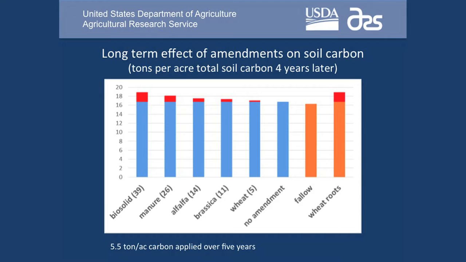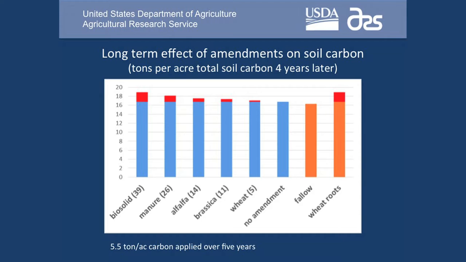Very effective. So here we put on a total of about 5.5 tons per acre of carbon. I measured everything as carbon. So these all had the same amount of carbon put on them over a 5-year period. So that's about 1 ton a year. And then we let it sit for 4 years, and then I measured the soil carbon that was left.